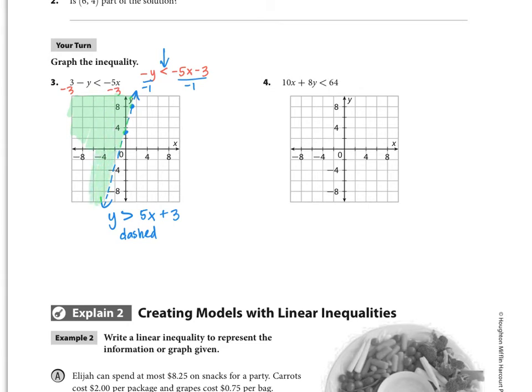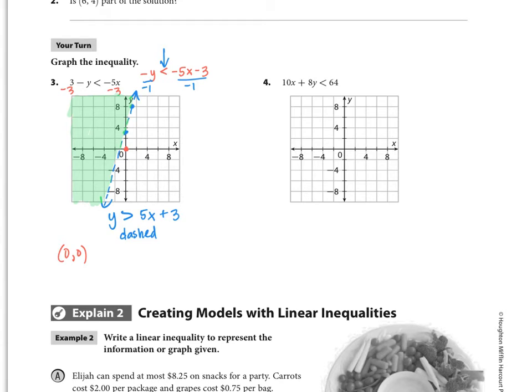Okay, so everything in here is a solution. Everything below the line or to the other side of the line is not a solution. So if I try the point 0, 0, whoops, that's not what I want to use. 0, 0 is not a solution based on what I've graphed, right?